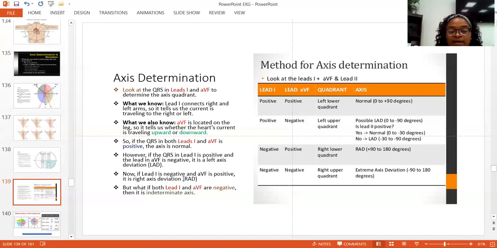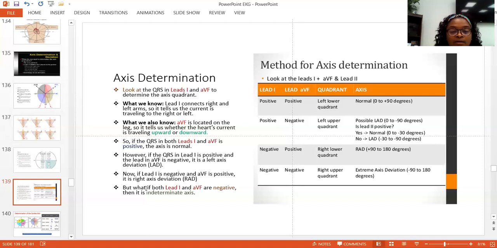Now, suppose you have, in lead 1, a negative, in which your QRS is going to be pointing downward, your R is going to be pointing downward. And in AVF, you have a positive, which means it's going to be pointing upward. Then you have a right axis deviation, or RAD.